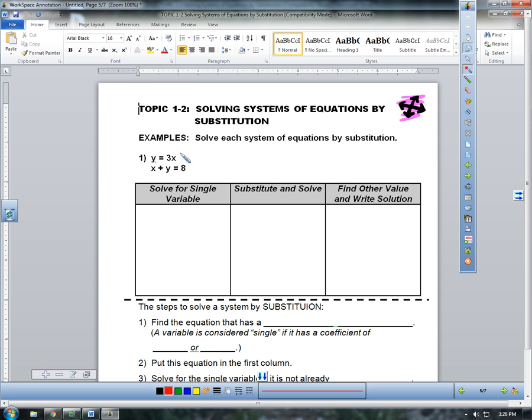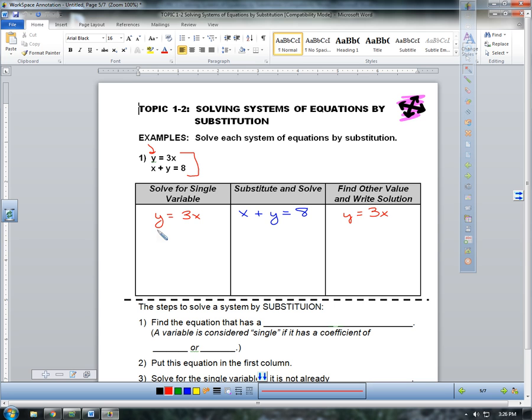Alright, so here's our system of equations, and I know that this is a good system to solve by substitution because I have a single variable all by itself. So I'm going to go ahead and put this equation right there. And in the second column, I'm going to put the equation that I didn't use a minute ago. And in the third column, I'm going to put y equals 3x again. Okay. So this first one, if y was not by itself, I would solve for y and get it by itself. But that's already done.